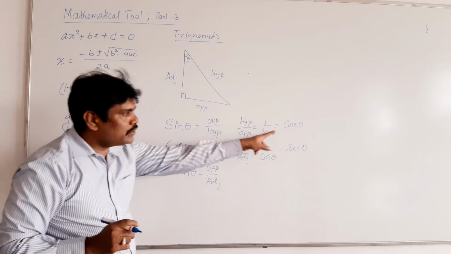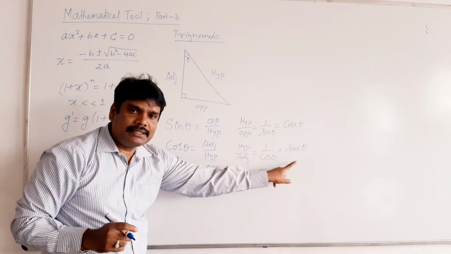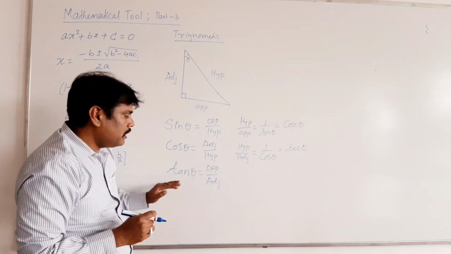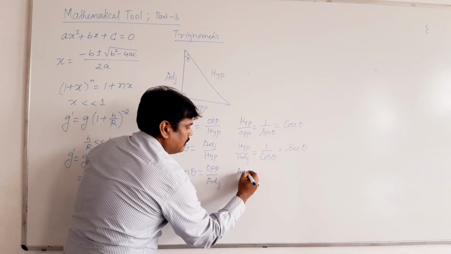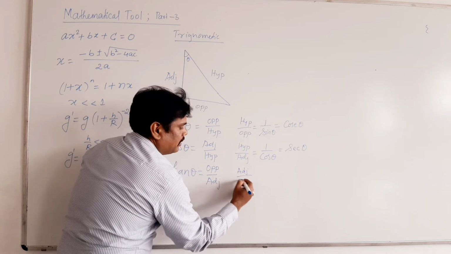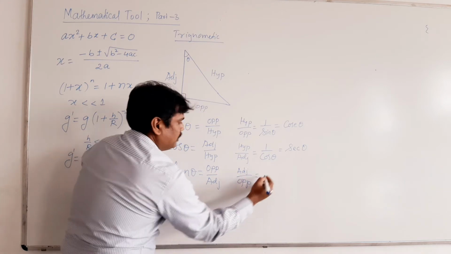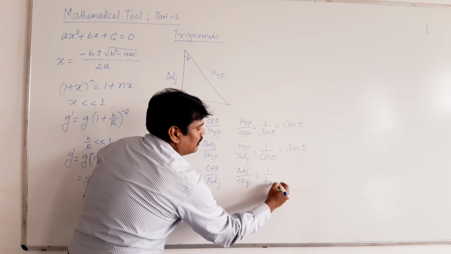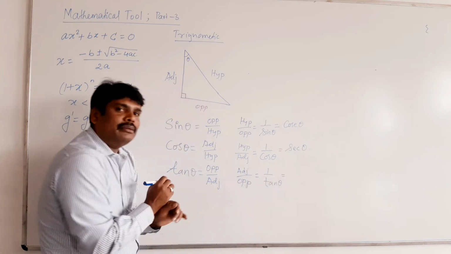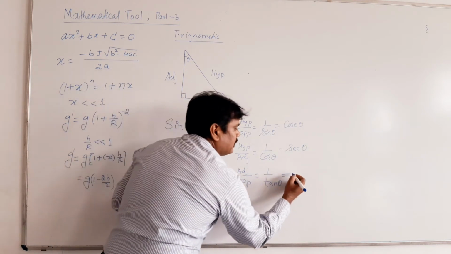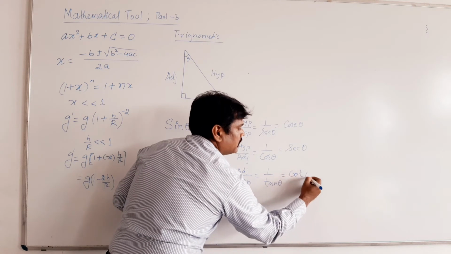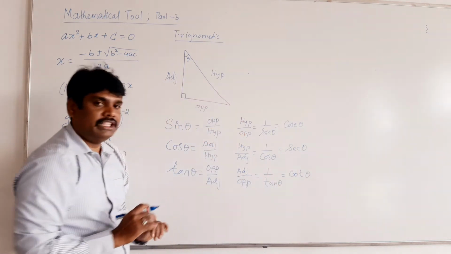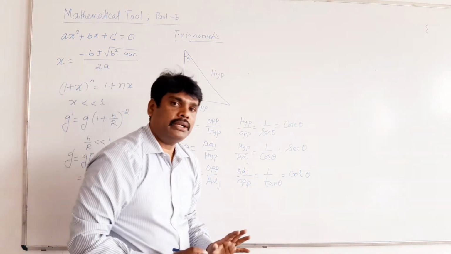First one is cosecant theta, second one is secant theta. The reciprocal of tan theta is adjacent side divided by opposite side, which is 1 by tan theta. 1 by tan theta can be written as cot theta, C-O-T, cot theta. So these ratios are very, very important.